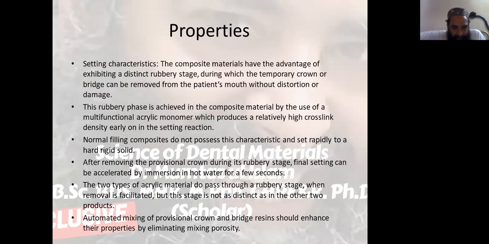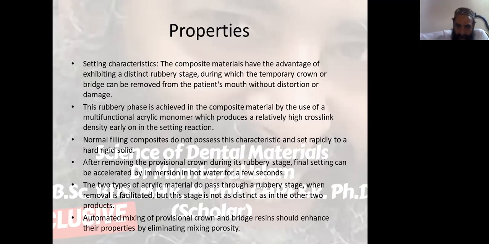Normal filling composites do not possess these characteristics and set rapidly to hard, rigid, solid. So this is the difference between the two. After removing the provisional crown during its rubbery stage, final setting can be accelerated by immersing it in hot water for a few seconds. Mind it, for a few seconds.